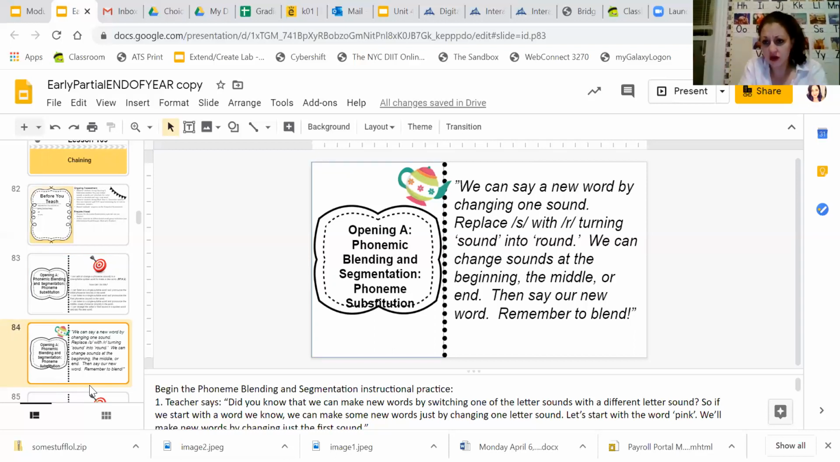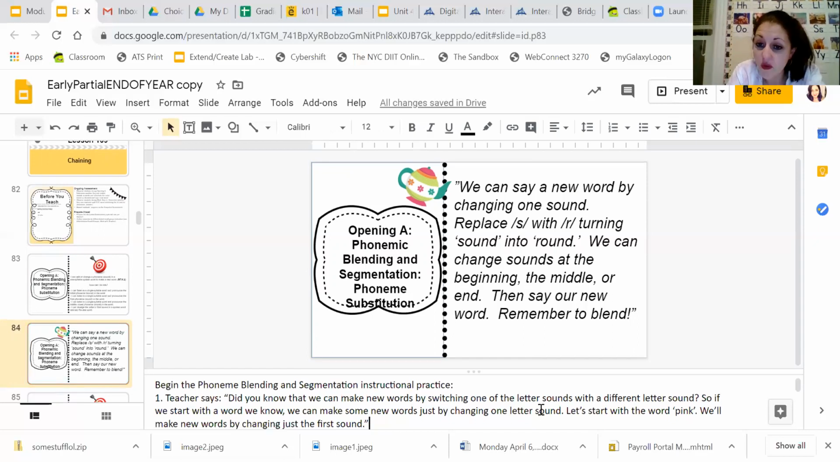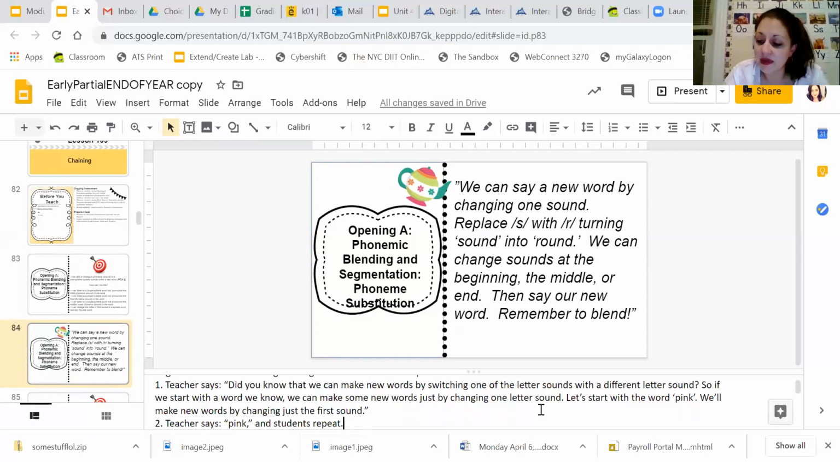And did you guys know that if I switch one letter sound in a word, it changes the whole word? Did you guys know that? I know we've done it a couple times in class, and a couple times on here, but we're going to do lots of different changing of words today because we are chaining. So we're going to start with the word pink. Okay, everyone say it out loud. Pink, pink, pink, pink. And I'm going to show you the word pink.